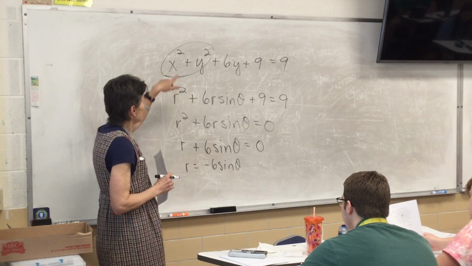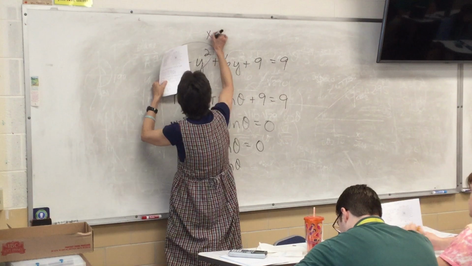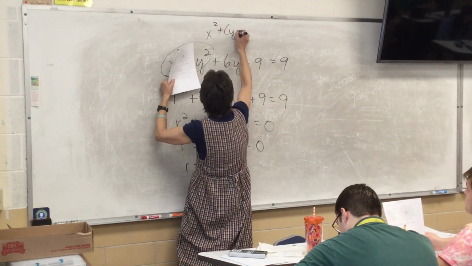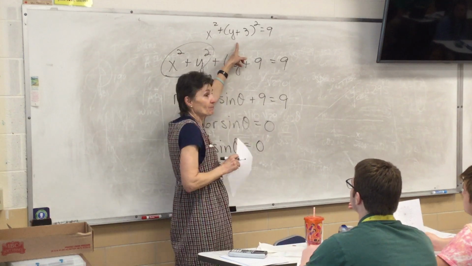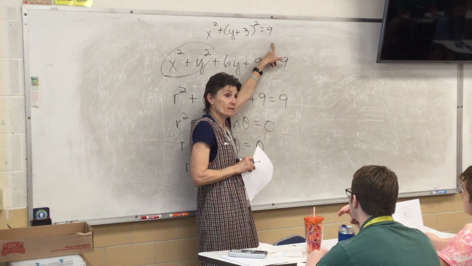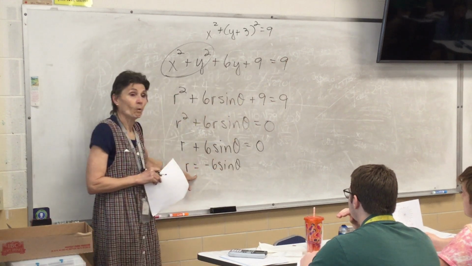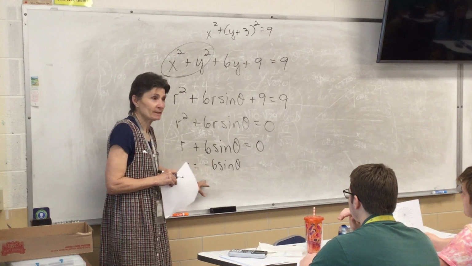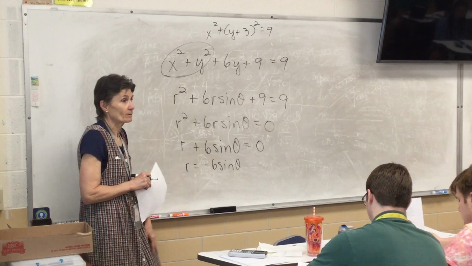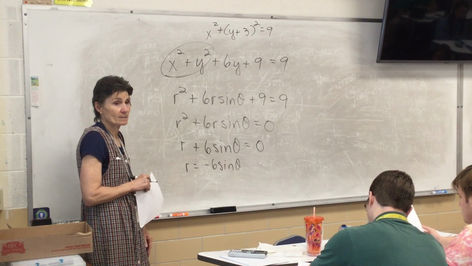Now, the original problem is the equation of a circle centered at (0, -3) with a radius of 3. If you graph this equation in polar coordinates on your polar system, you better get that very same circle. You better get a circle that's moved down 3 units with a radius of 3.